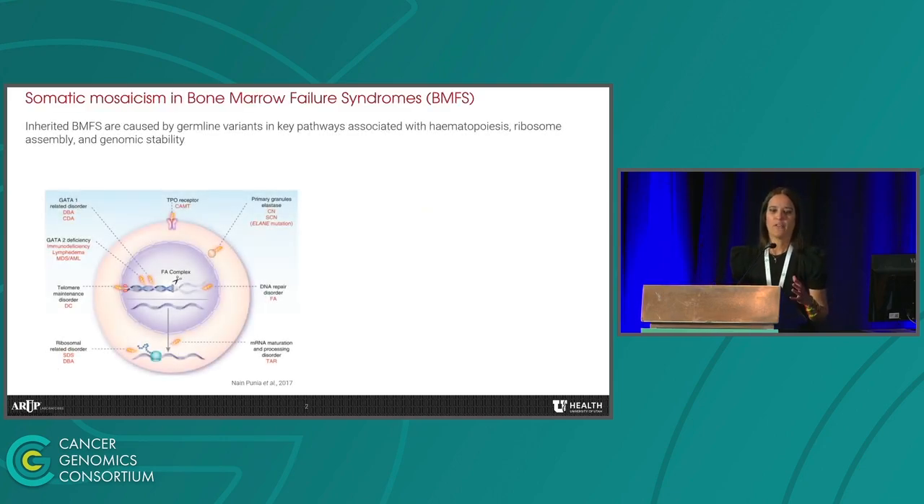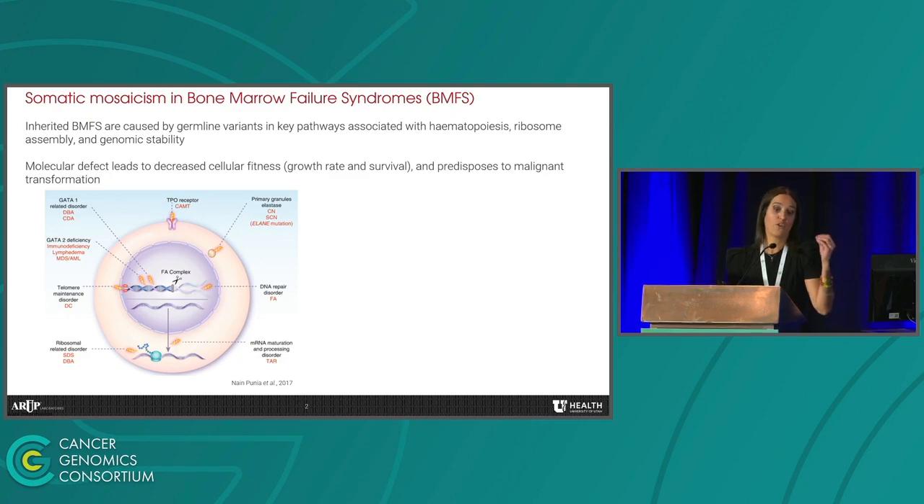Inherited bone marrow failure syndromes are caused by germline variants in genes involving key pathways associated with hematopoiesis, ribosome assembly, and genomic instability. Some of these conditions include Diamond-Blackfan anemia, Fanconi anemia, and Shwachman-Diamond syndrome. The molecular defect leads to a decreased cellular fitness, so a decrease or an altered growth rate and survival, and predisposes to malignant transformation.